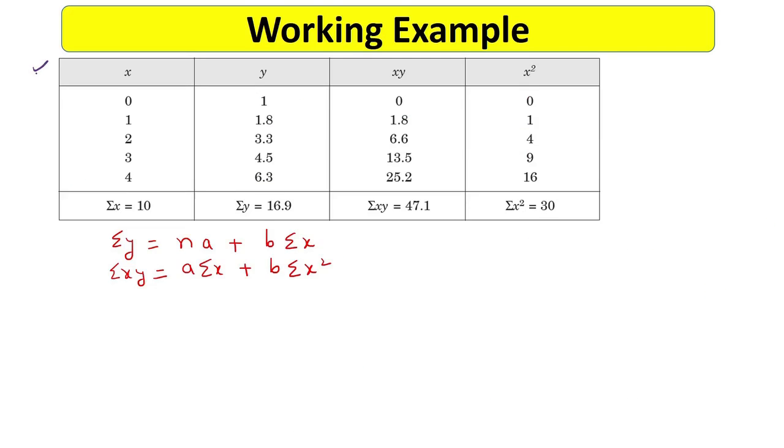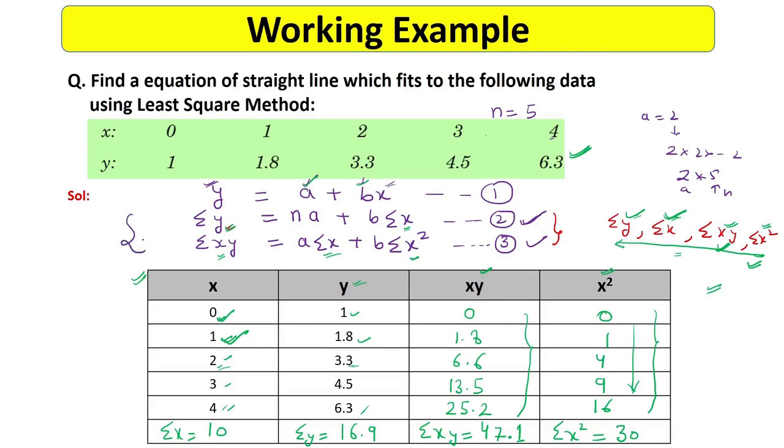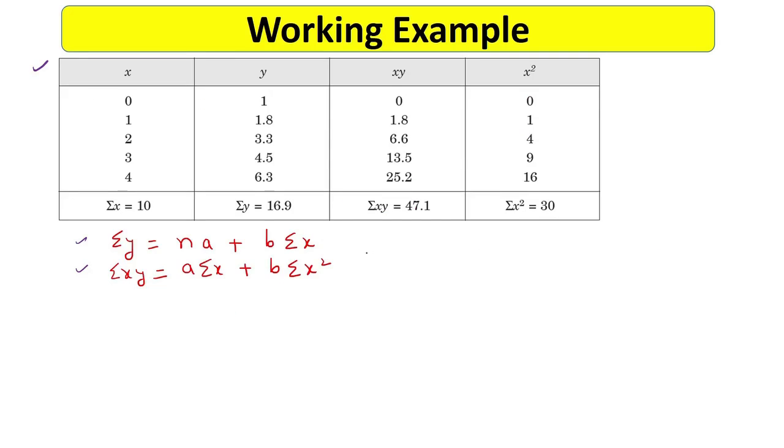I have again listed the table that we have just found, the summation of x, summation of y, and all these values. And these are the two equations that we have seen just previously. Now what we will be doing is putting in all these values: summation of y, summation of x, summation of x square, and summation of xy, from what we have just found. Summation of y is 16.9. Then this will be n into a. n is the number of observations. There are 5 data points, so n is actually 5.